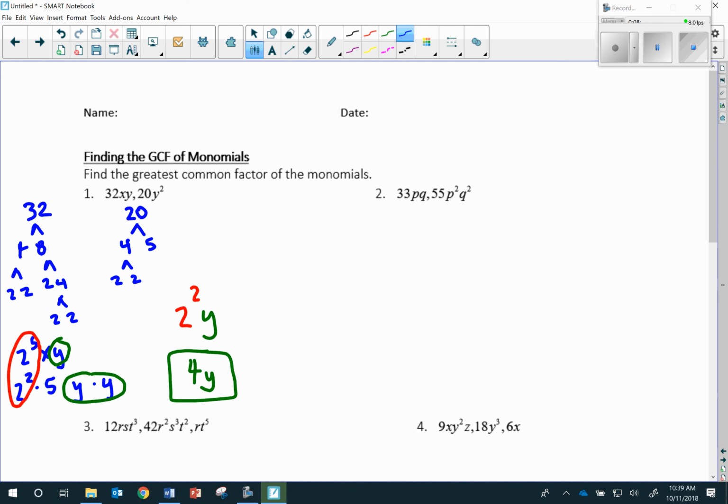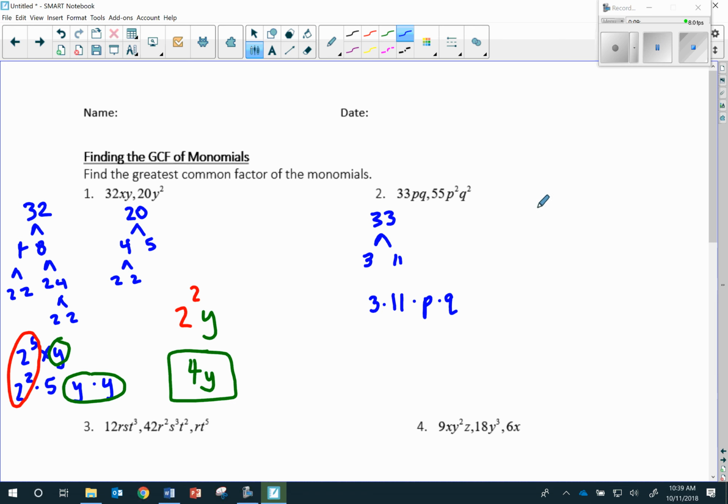All right, I'm going to do another example because I realize this is new and we may need to do several examples together. So let's go ahead and start with 33pq. Again, we're going to start with the prime factorization of the number 33. 33 can be broken down into 3 and 11. 3 and 11 are both prime numbers, so we stop there. So that factored would be 3 times 11 times p times q.